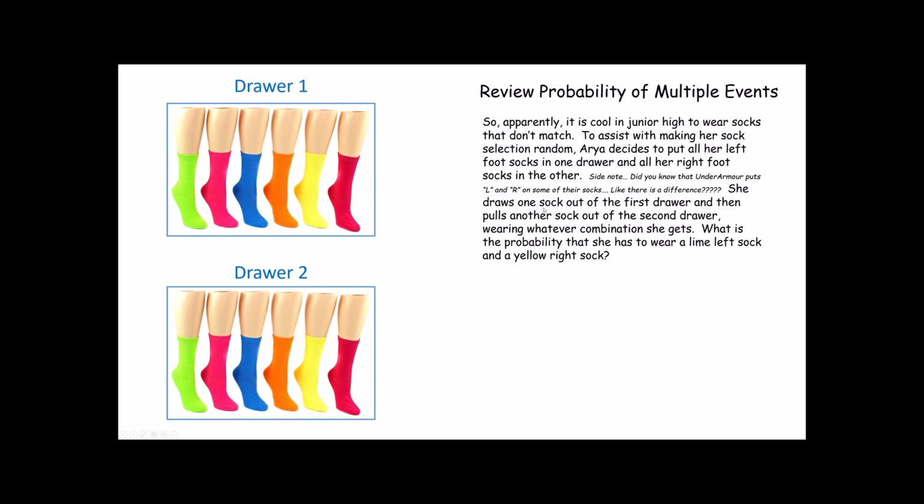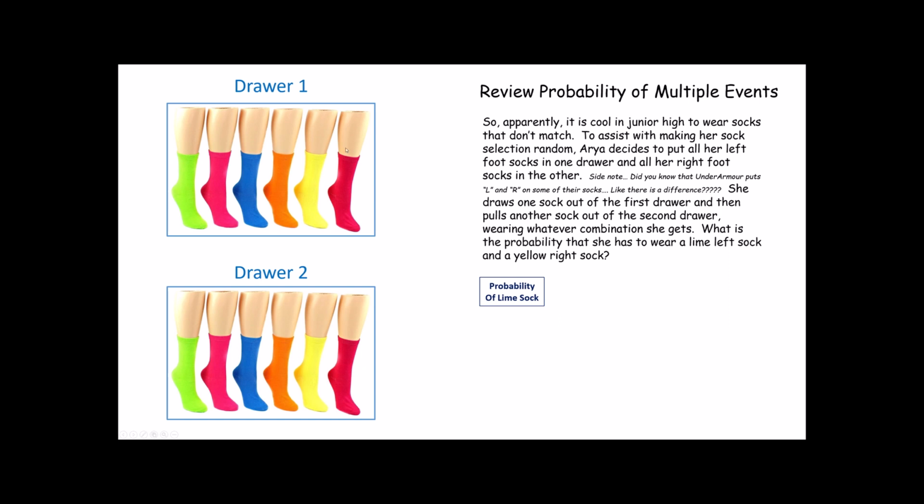Anyway, she draws one sock out of the first drawer and then pulls out another sock from the second drawer, wearing whatever combination she gets. What is the probability that she has to wear a lime left sock and a yellow right sock? So there's two things we're looking at: the probability of wearing a lime left sock and the probability of wearing a yellow right sock. Let's look at those separately.